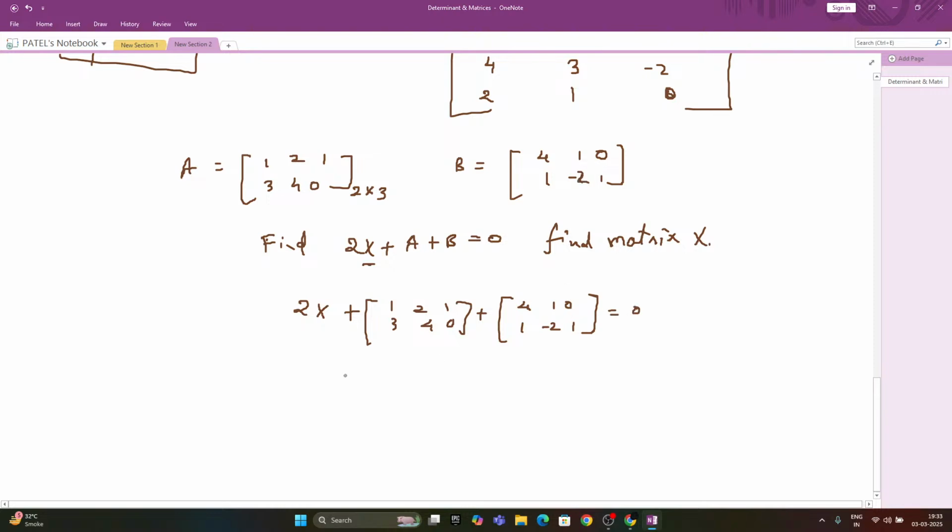Okay. So 2X plus, add them. 4 plus 1 it is 5, 2 plus 1 it is 3, 1 plus 0 it is 1, 3 plus 1 it is 4, 4 minus 2 it is 2, 0 plus 1 it is 1, equals to 0.